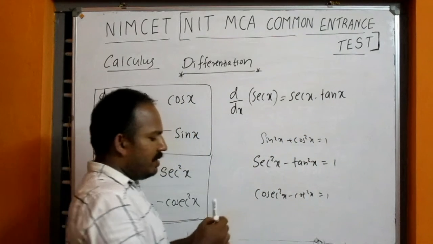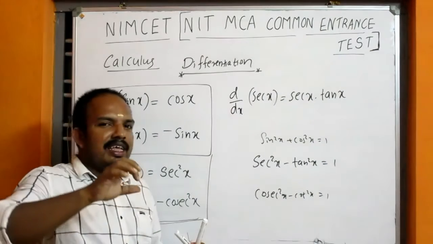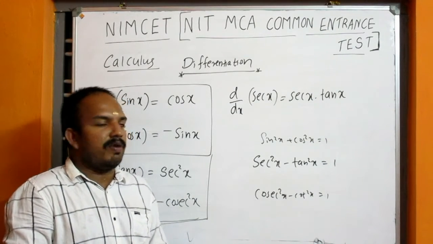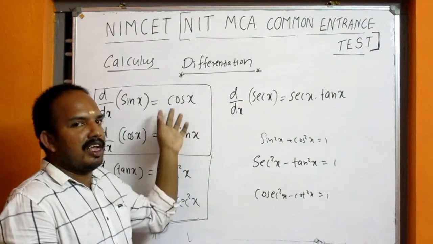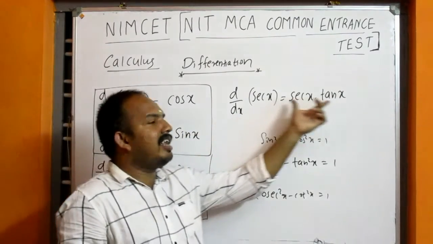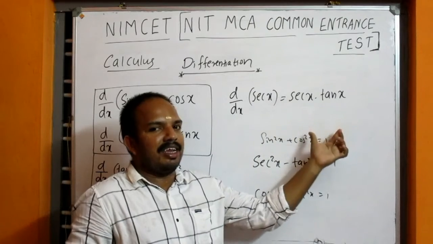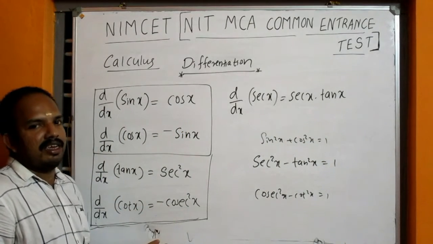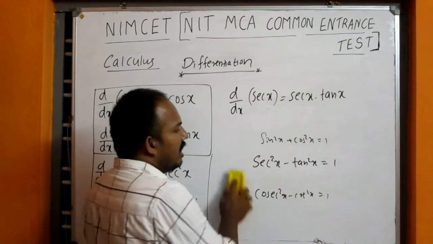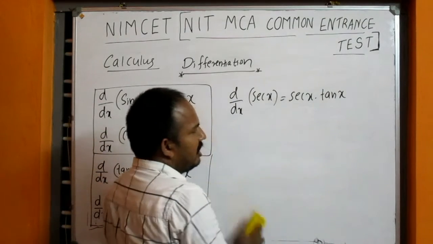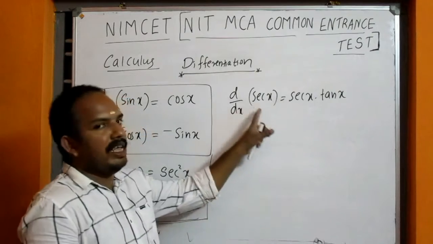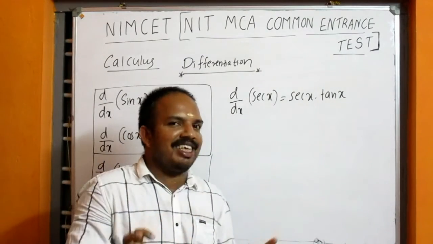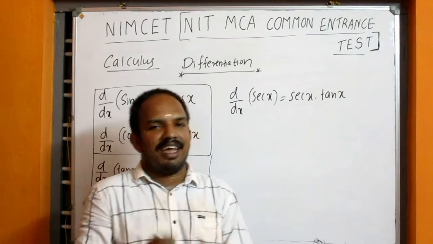Every trigonometry relation, there is a connection between these ratios. What are the ratios? Sin and cos have a connection, and sec and tan always have a connection. Similarly, cot and cosec have a connection. So just to study that connection, study with that connection. Clear? So derivative of sec x is sec x into tan x.